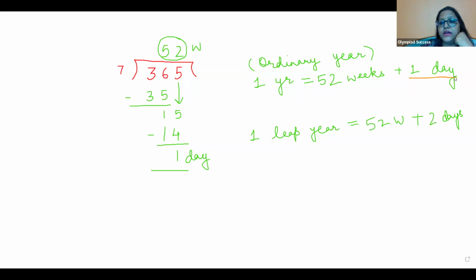Now this 1 day over here is also known as the extra day. You can say this is your extra day or the odd day, because 1 is an odd number. And again over here, 2 days is again known as extra days, or even days we can say, because it's an even number.